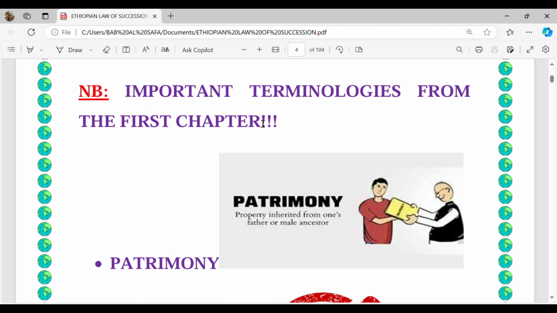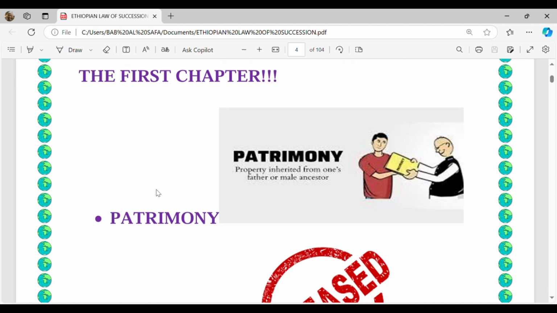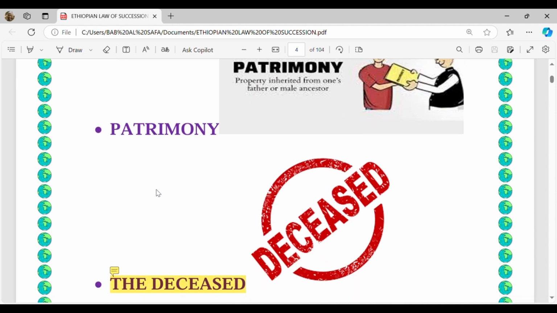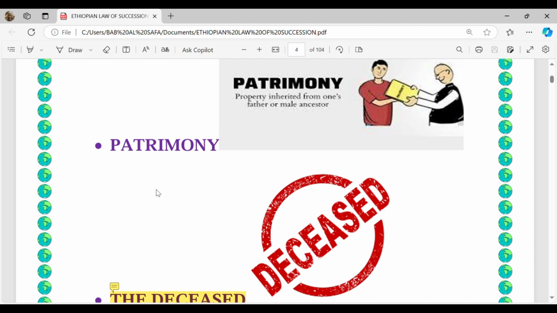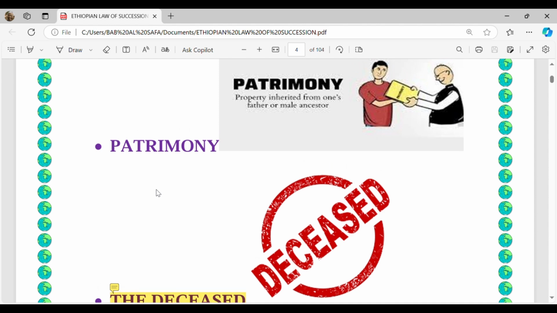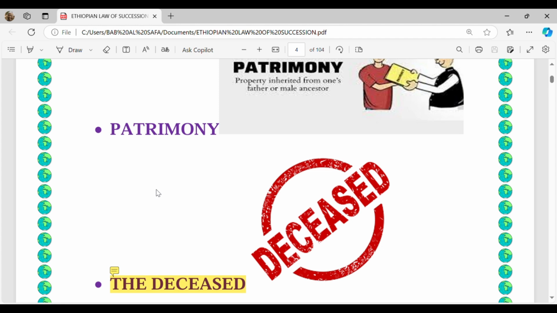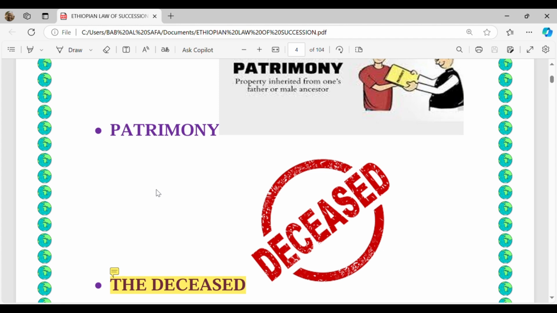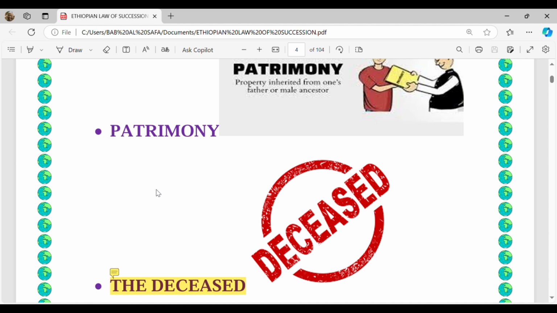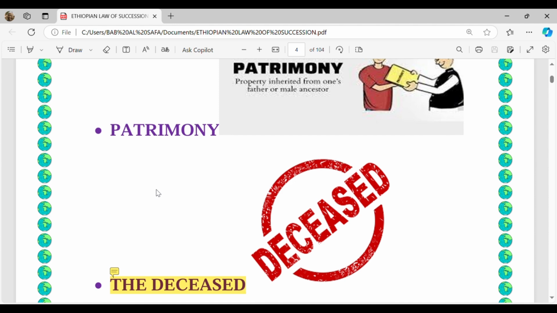Now let me tell you some important terminologies from the first chapter specifically. Those are the terminologies which really help us to easily understand the course and which every law student, especially the students of the law of succession, must know. The first terminology is patrimony. By patrimony, we mean that traditionally it is related to the property which is inherited from the father or the male ancestors, but in the law of succession, it includes both the property inherited from the father or male ancestor and also from the mother or female ancestor, since the 1995 constitution under article 25 clearly stipulates and ensures the equality of every human being.